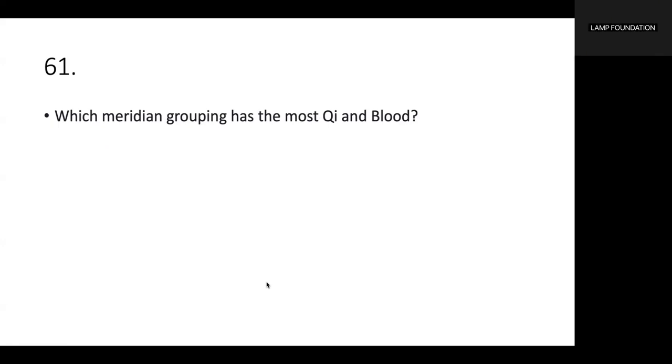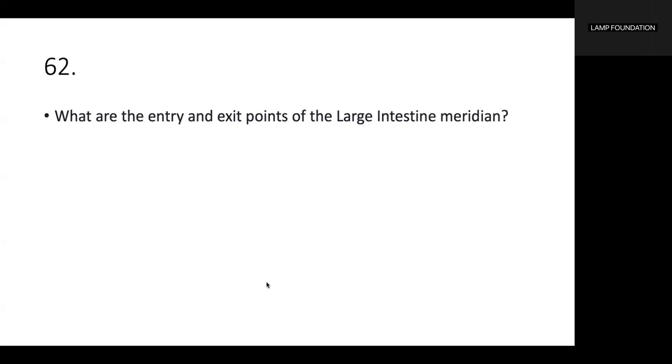Which has the most qi and blood? Yang Ming meridian. So we have Li and St. Kaya pala very effective siya, no? What are the entry and exit points of the large intestine meridian? The Li4 and Li20. So entry ang Li4, exit ang Li20.